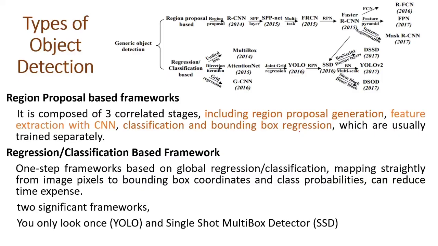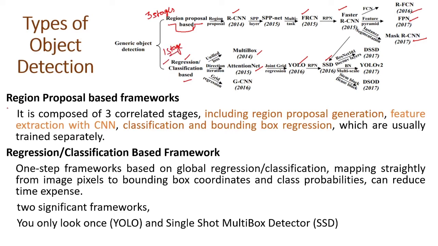Now I will show you the object detection that we are using now. Basically we have two types of object detection these days. The first is region proposal based. In this, we have RCNN, Fast RCNN, Faster RCNN, and FCN, FPN, or Mask RCNN. These are all region proposal based, which have two stages. And this is regression and classification based: MultiBox, attention net, YOLO, SSD. This type is of one stage. It would be done in a single step.